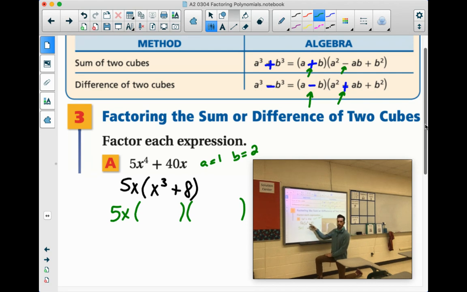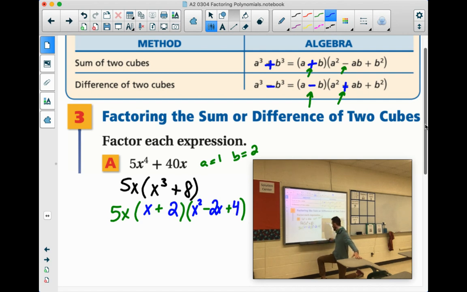So remember, whatever symbol's in between them goes with the binomial, and the trinomial is the opposite, and then the last one is always plus, right? So then we drop in our a and b. So a is the cube root of x to the third, which is x. B is 2, right? Cube root of 8. So then it has a squared, which is x squared, minus ab. So if we multiply those together, 2 times x is 2x, so it would be minus 2x. And then it has plus b squared. So b is 2, 2 squared is 4.